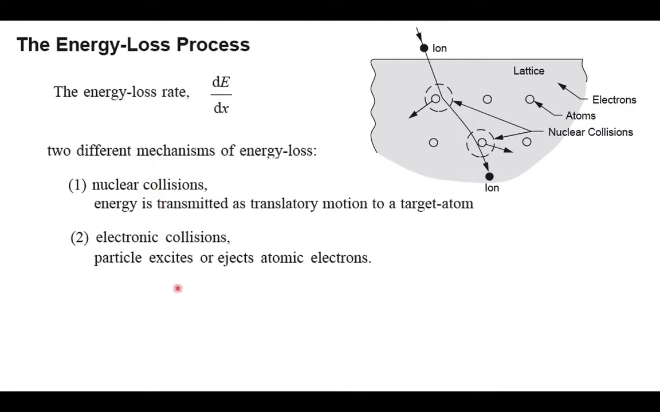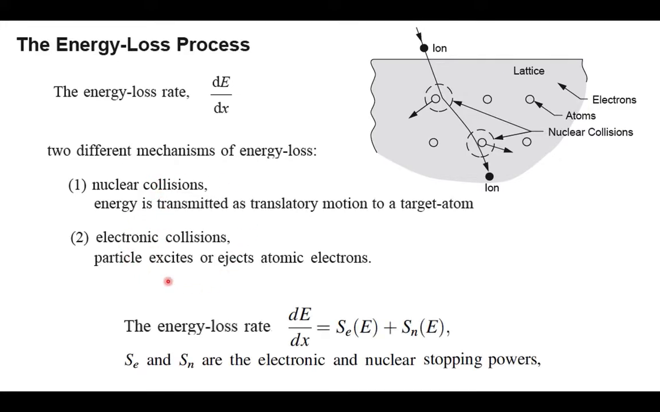In both ways it loses its energy, so the total energy loss should have two parts. One is the electronic energy loss, Se, and the other is the nuclear energy loss, Sn. These are called the stopping power, and this of course depends on the material and the energy of the ions, and the mass of the ions as well, which is a very important factor.